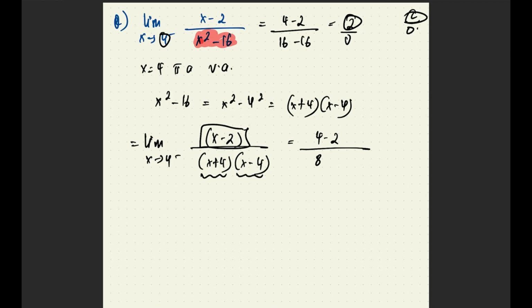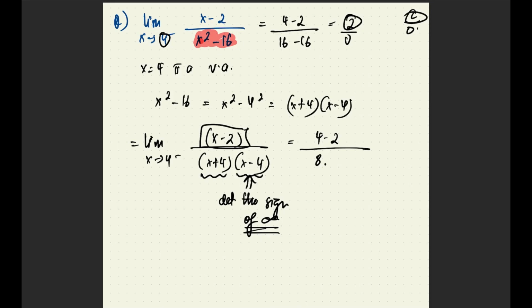X minus 4 is, you guessed it right, what's causing us to have a 0 in the denominator, and hence what's causing us to have a vertical asymptote. So that means that this part over here is what actually determines the sign of infinity. Since we are approaching 4 from the left hand side, it's a number that's slightly lesser than 4 minus 4 itself.